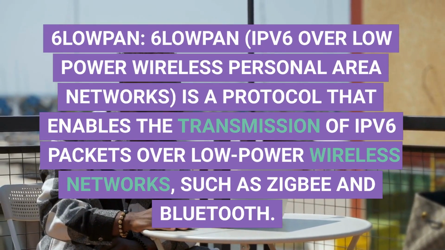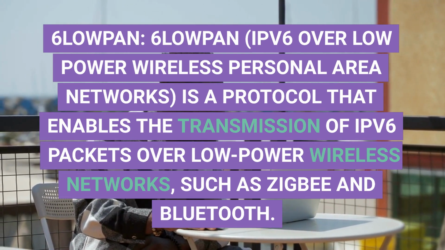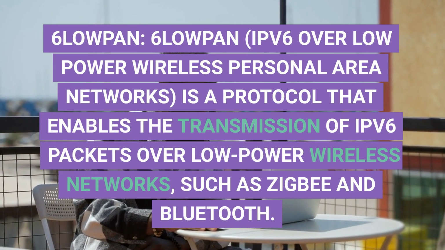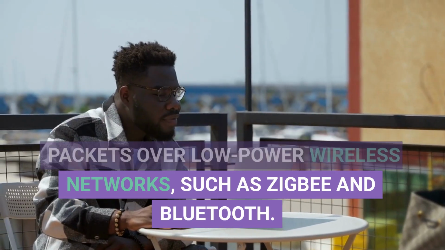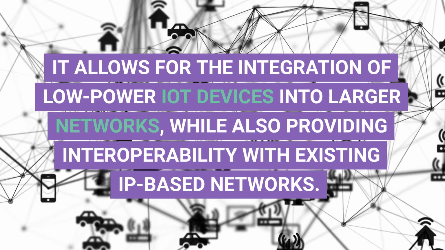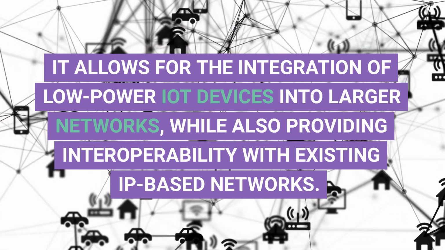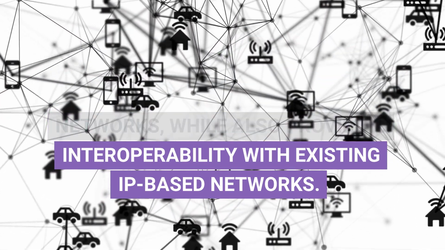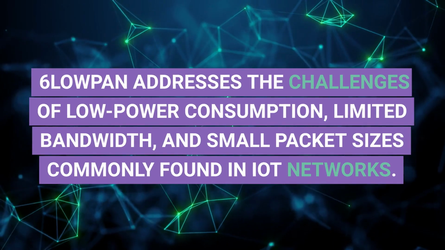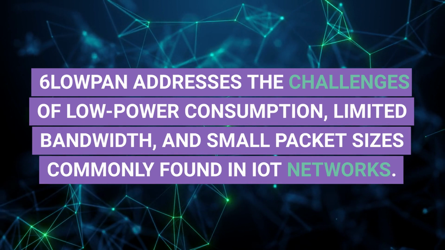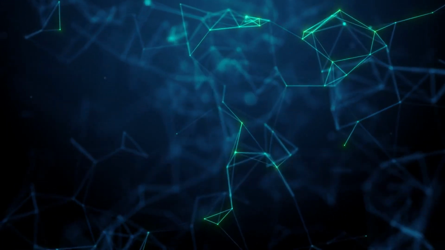6LoWPAN. 6LoWPAN, IPv6 over low-power wireless personal area networks, is a protocol that enables the transmission of IPv6 packets over low-power wireless networks, such as ZigBee and Bluetooth. It allows for the integration of low-power IoT devices into larger networks, while also providing interoperability with existing IP-based networks. 6LoWPAN addresses the challenges of low power consumption, limited bandwidth, and small packet sizes commonly found in IoT networks.